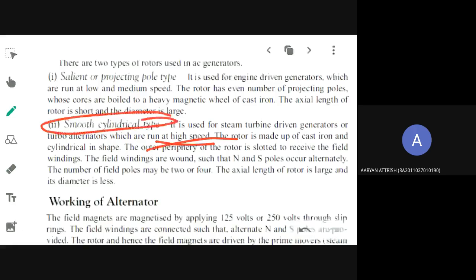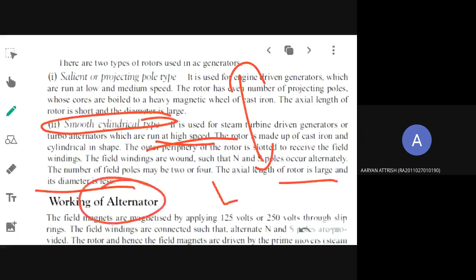Smooth cylindrical type. And if you see, the length will be large and the diameter will be less, because it is used at a very high speed, so you have to have a very small diameter and the length should be large. This is how you will be differentiating two types of rotor that is present for an alternator, otherwise called a synchronous generator. One more time, what are the two types of rotor that you are having?